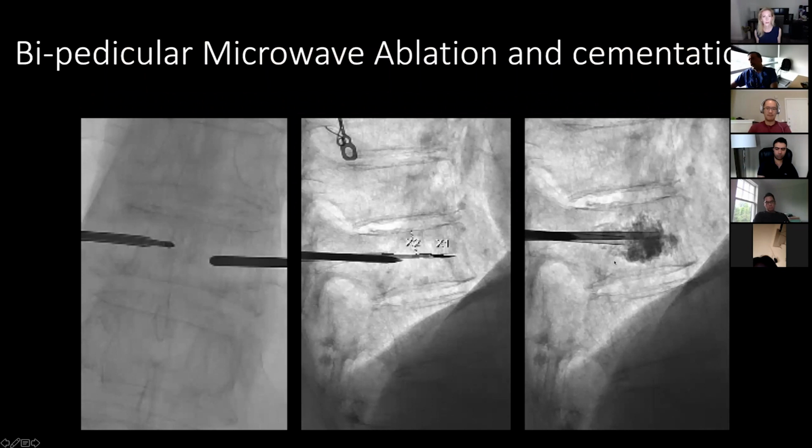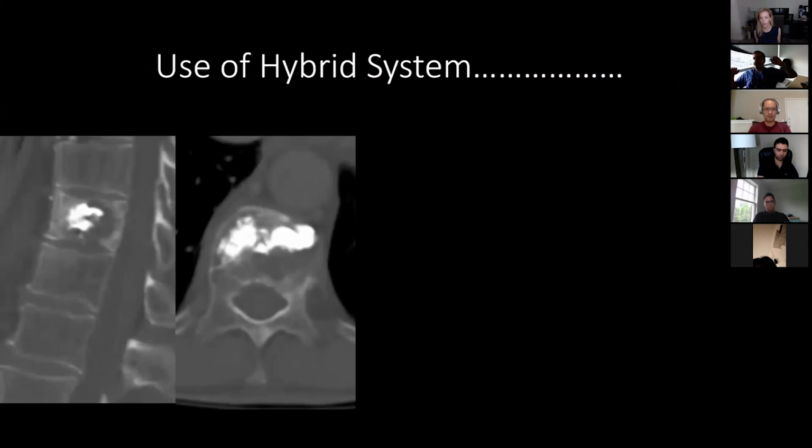And if you look under fluoroscopy, it looks really great. The cement is right in that hole, looks pretty good. So we have a hybrid system where you have the CT and fluoroscopy that you can use on the same table. You just move the fluoroscopy away and you get the CT in. And when we did that, the position of the cement post-ablation was really suboptimal. As you can see, this whole posterior aspect was not filled, although it looked really good on fluoroscopy.